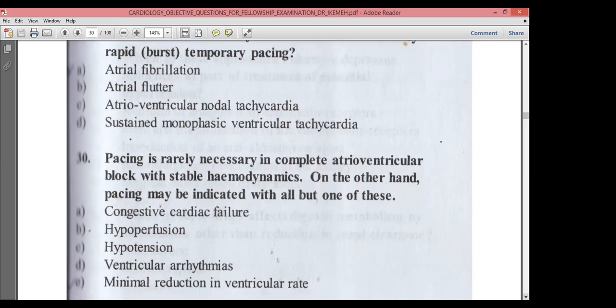Then option E, minimal reduction in ventricular rates. I didn't see anything like that. Minimal reduction in what sense? So E is the wrong option. Please, any comments?